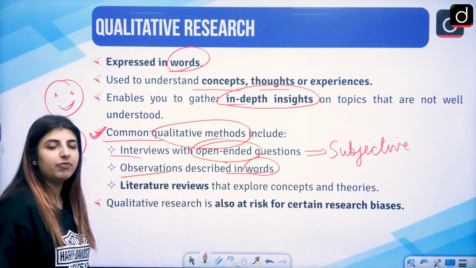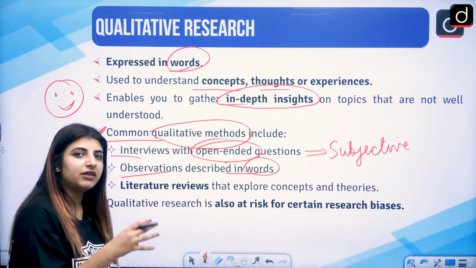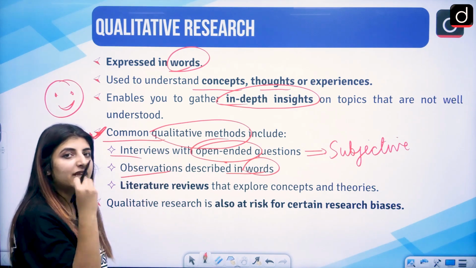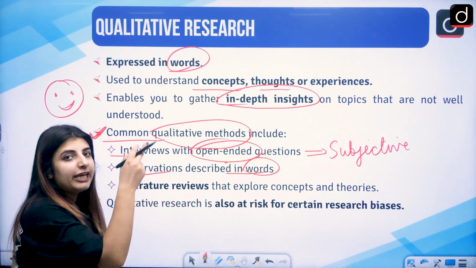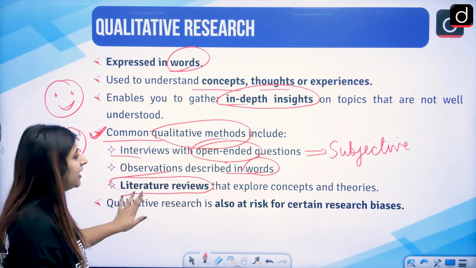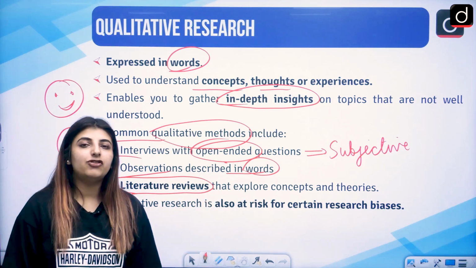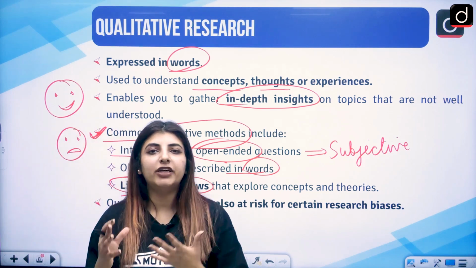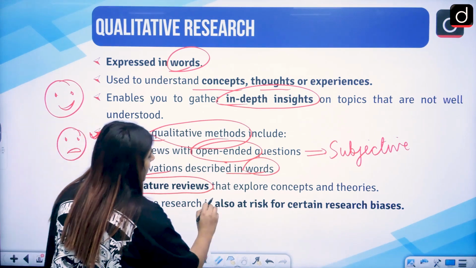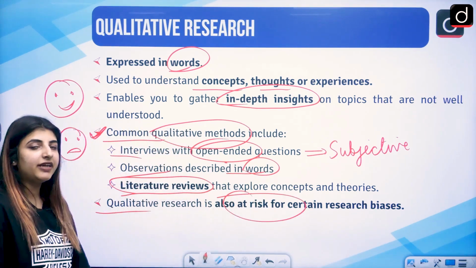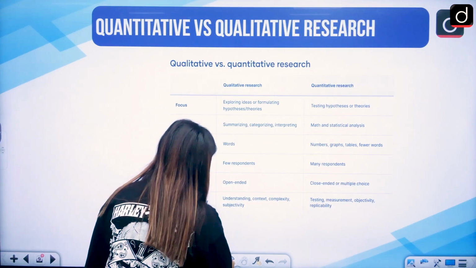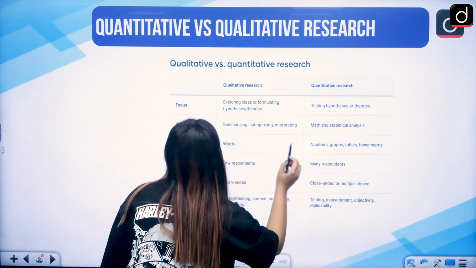Observations described in words. In the quantitative parts, observations which are described in numbers are considered to be quantitative research. Here, observations which are described in words come under the qualitative research part. Literature reviews that explore concepts and theories. Literature reviews: if you have read a book, what is your opinion on that particular book? Here as well, we also have certain research biases.